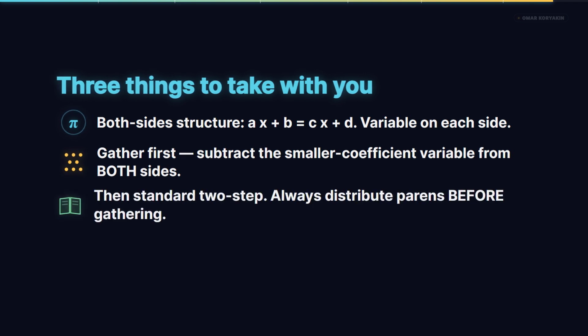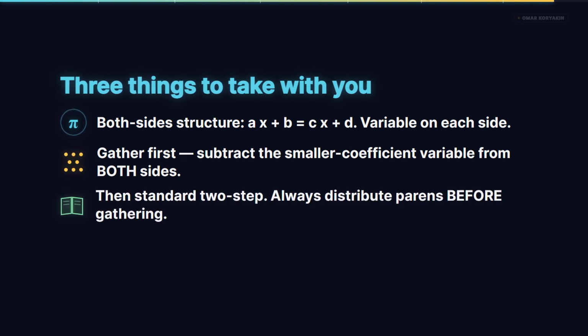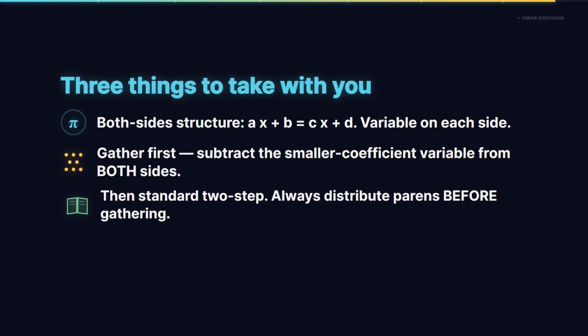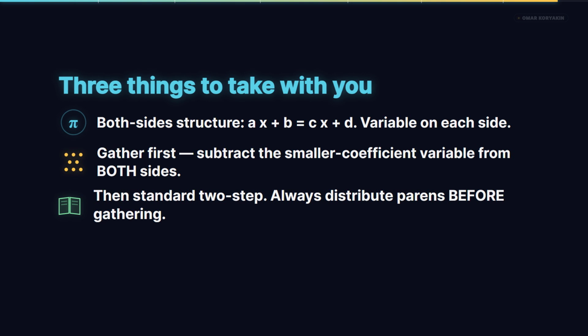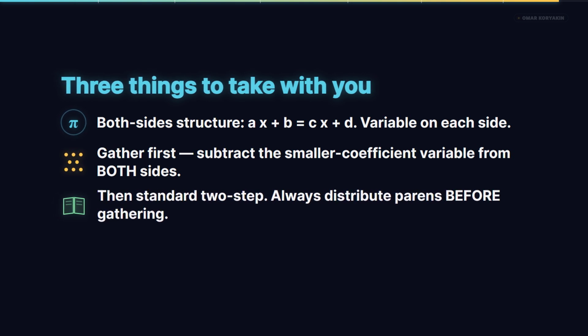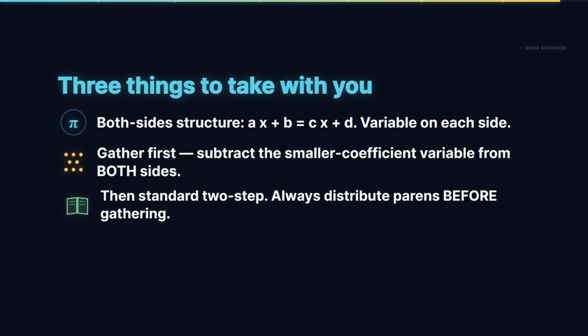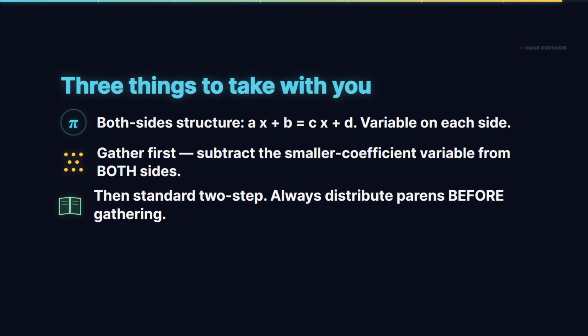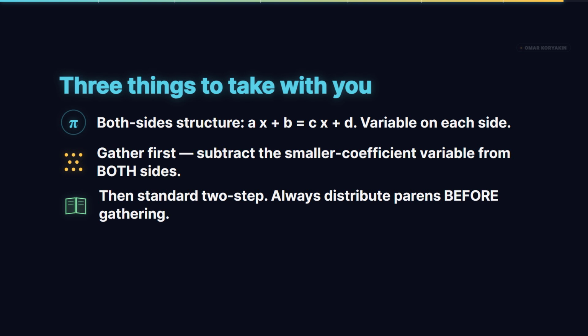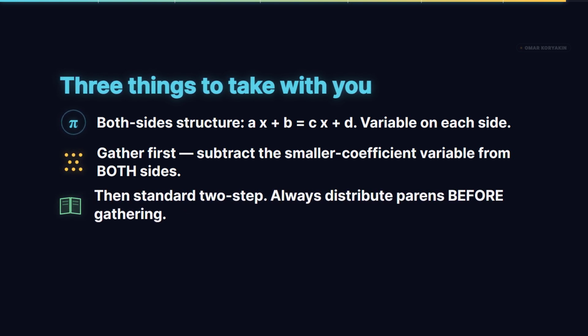Third, after the gather step, the equation is in the standard two-step form from lesson 2, and the reverse PIMDS procedure takes over to isolate the variable. When parentheses are present in the original equation, distribute them first before any gather step. Gathering through unsimplified parentheses is the most common subtle error in both sides equation work.